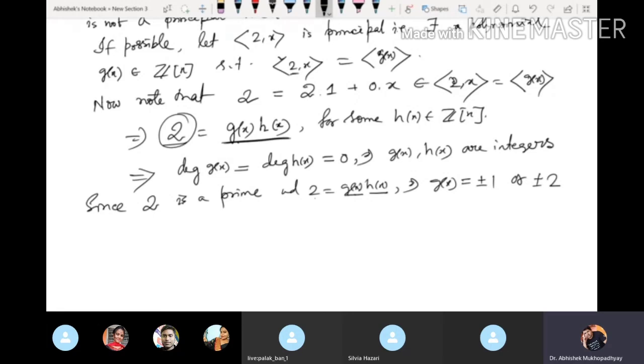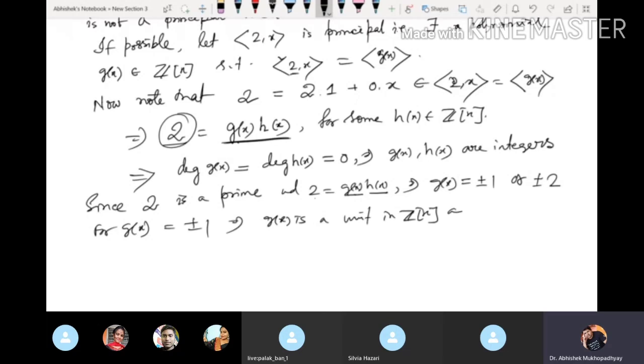So either g(x) is plus minus 1 or g(x) is plus minus 2. Now for g(x) equal to plus minus 1, since in Z[x] the only units are plus minus 1, this implies g(x) is a unit in Z[x].